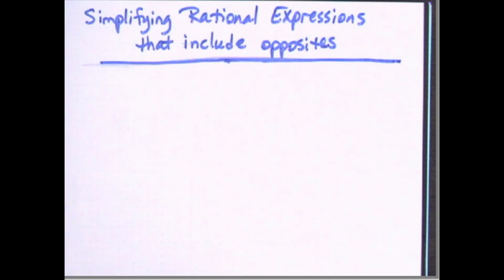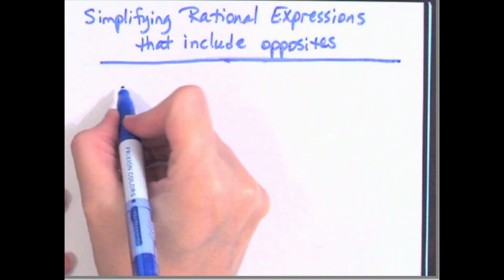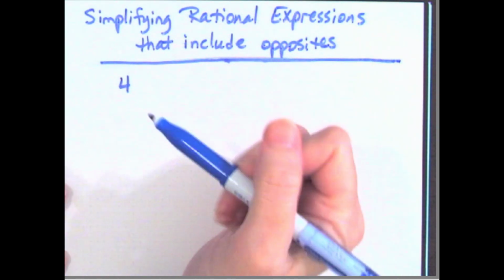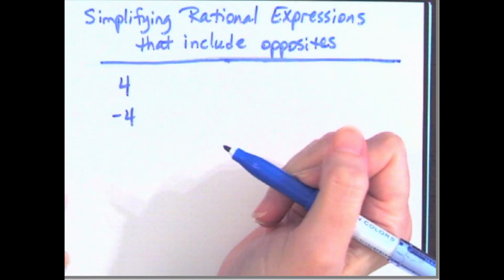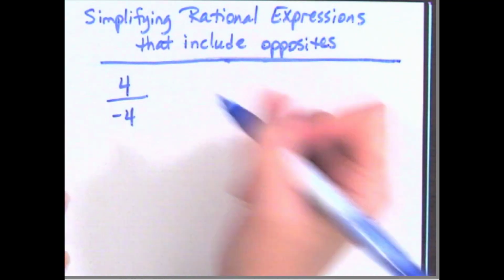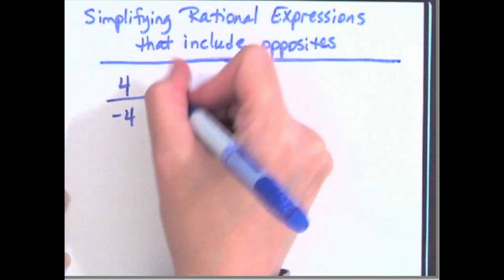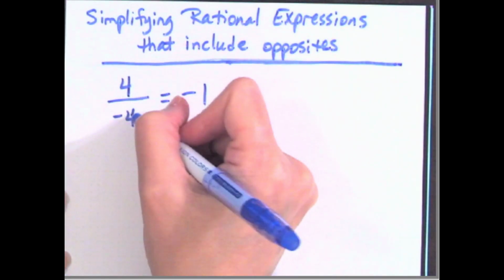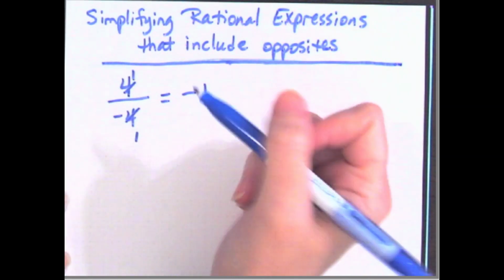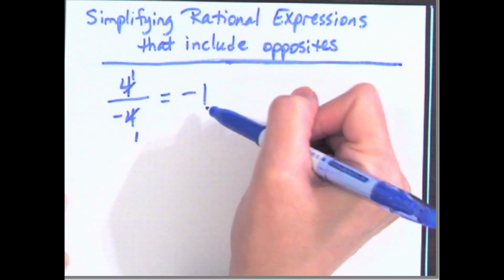Hello, today we're going to be simplifying rational expressions that include opposites. Before we jump into binomials and trinomials, let's think about just a constant monomial. The opposite of positive 4 would be negative 4. If we divide those, positive 4 divided by negative 4, that's going to leave us with a negative 1, because 4 goes into itself one time, and then a positive divided by negative is a negative.